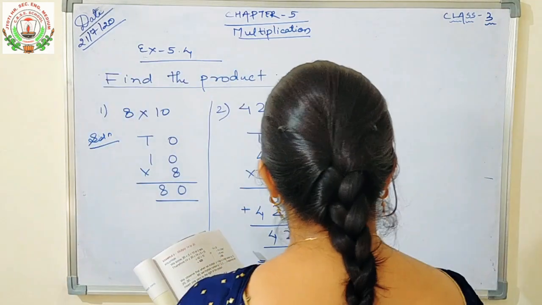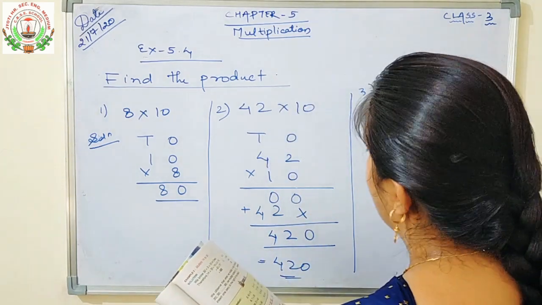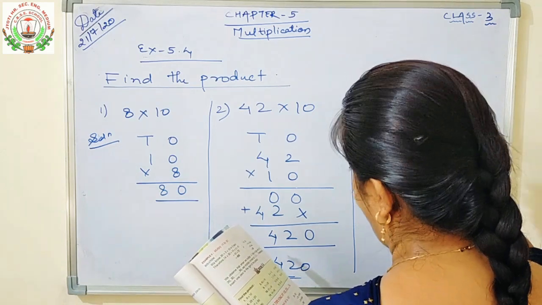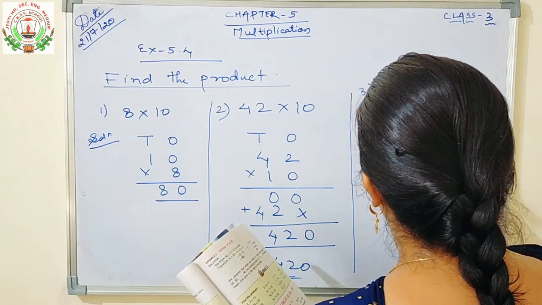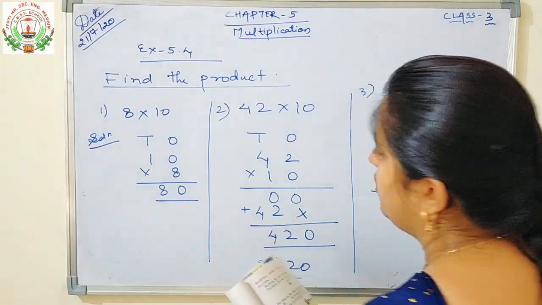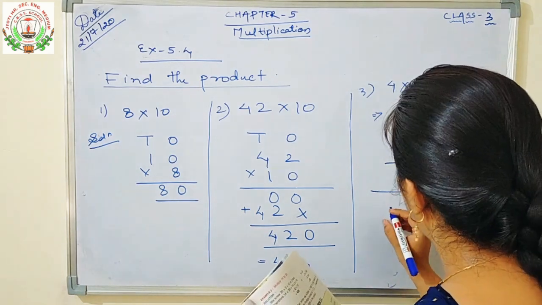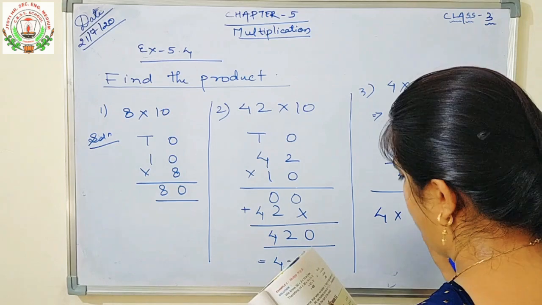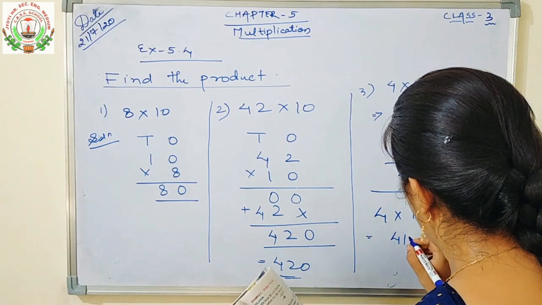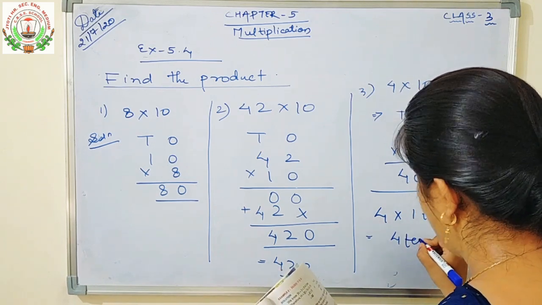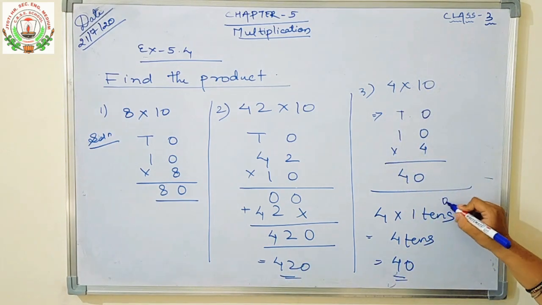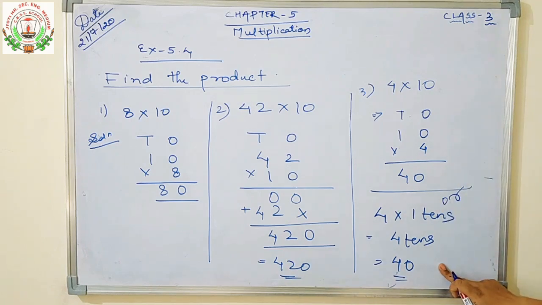Okay. Now the next one is number 3, 4 into 10. That you can write like this. Tens, ones, 10 into 4, you can also do 40, or with another method also you can do, how you will write 4 into 1 tens. Okay, so what will come? 4 ones are 4, 4 tens. So what will come? 4, 0, 40. You can solve by this method also, or you can solve by this method also.